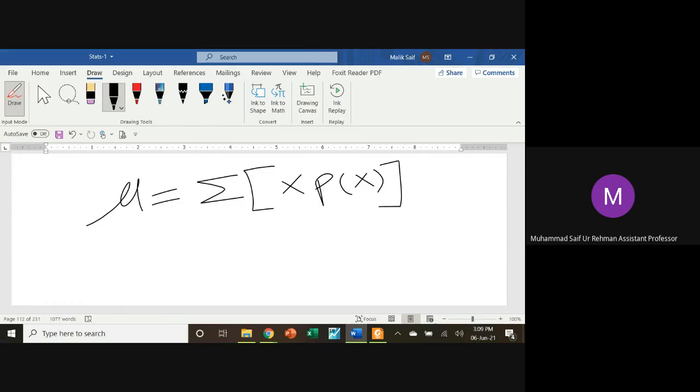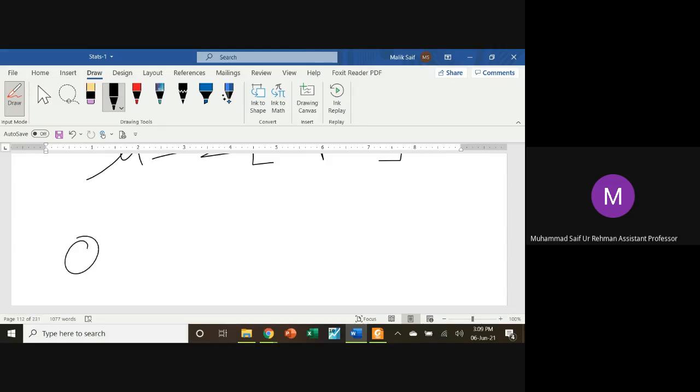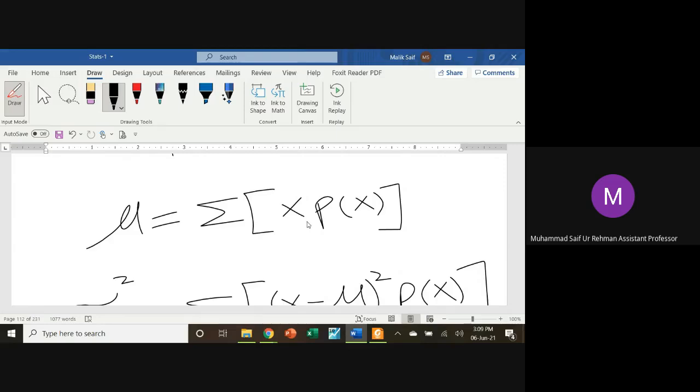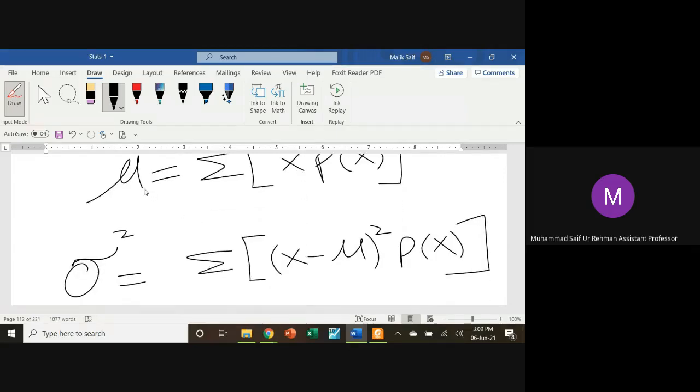And the variance of a probability distribution, what will be the formula for that? Sigma square is equal to summation (x minus mu) whole square into P(x). So it is the spread from the mean position, the squared deviation, multiplied by the probability P(x). What are we doing? We are basically giving weights to the values to find out the average and the variance.